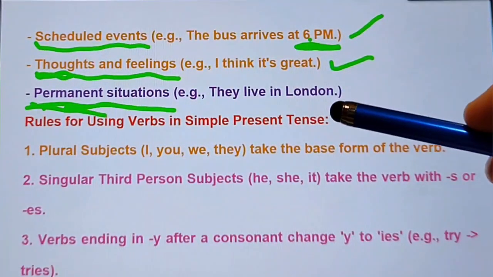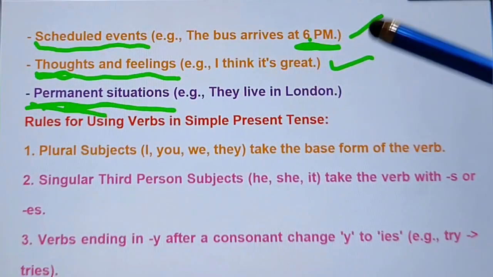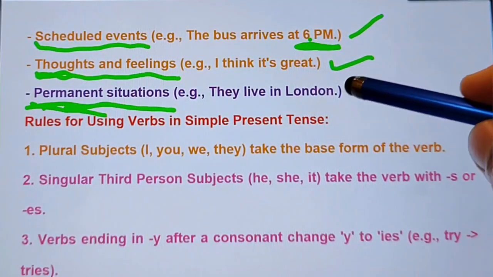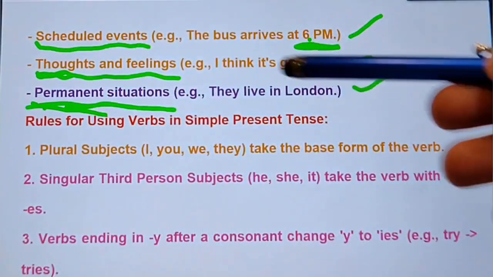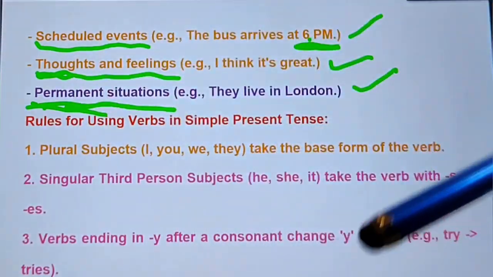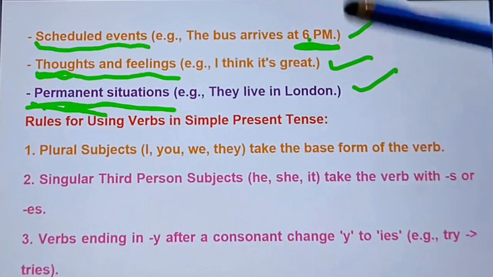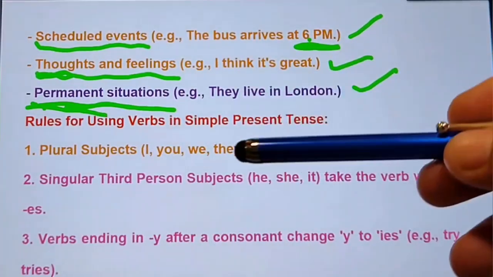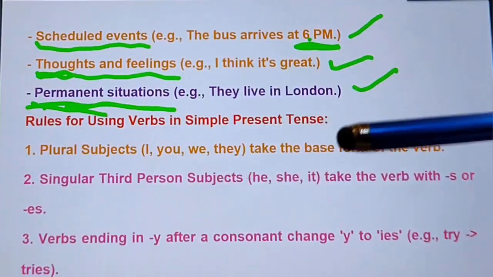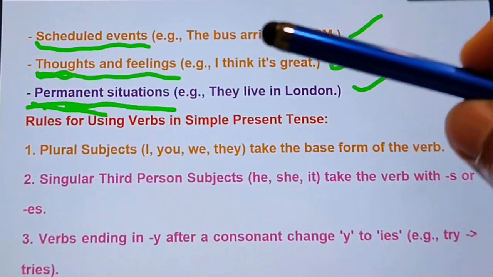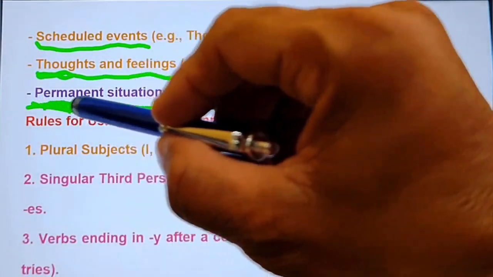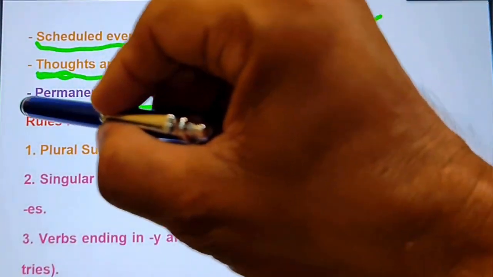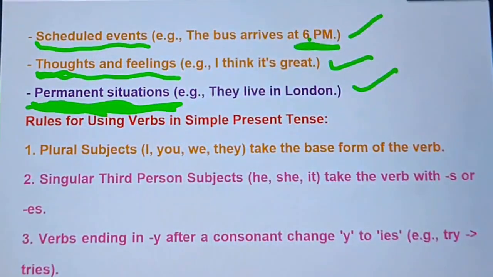For example here, they live in London. So this is the example: they live in London permanently. Their home is there and they live there. This describes their permanent situation, and we use simple present tense in a permanent situation.